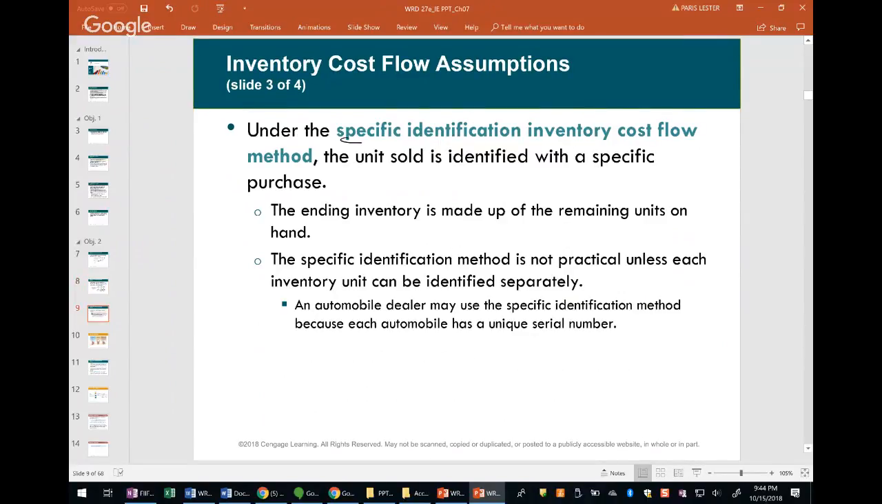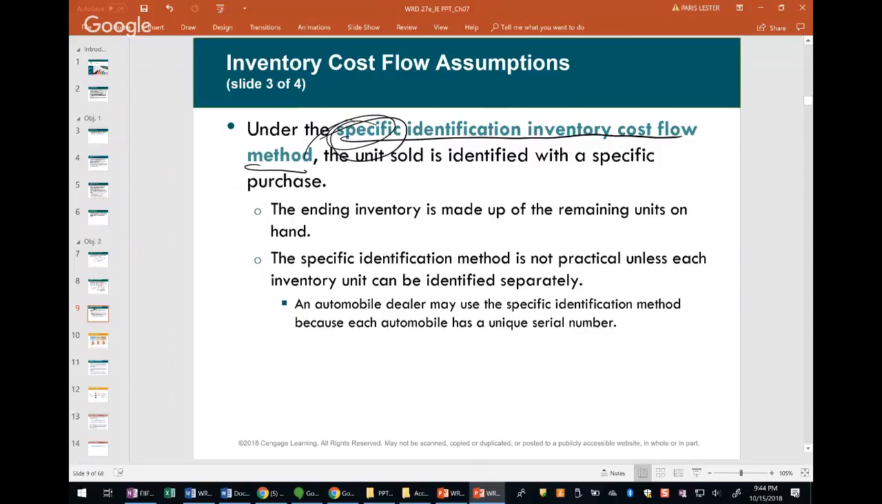Now, the specific identification method is used for things like medicine or automobiles, a used car lot, a new car lot, and even jewelry stores. You can't have 10 diamond rings and say the last one in or the first one out. There are so many different prices on those diamond rings. So specific identification: medicines, automobiles, and jewelry stores. That's just when you go around and get the price off of the item, what it cost.